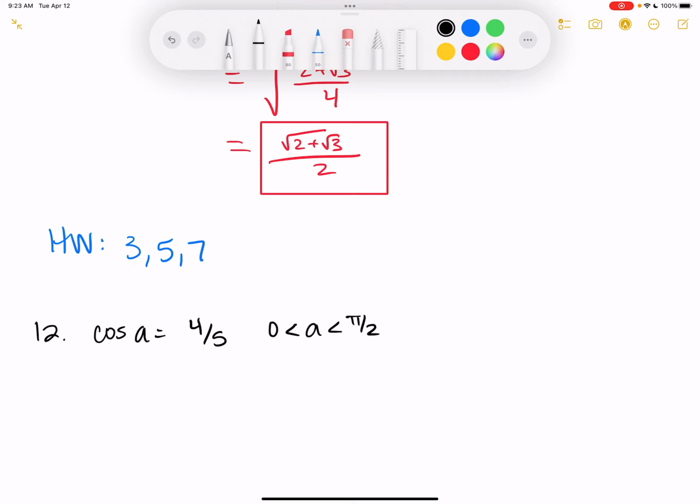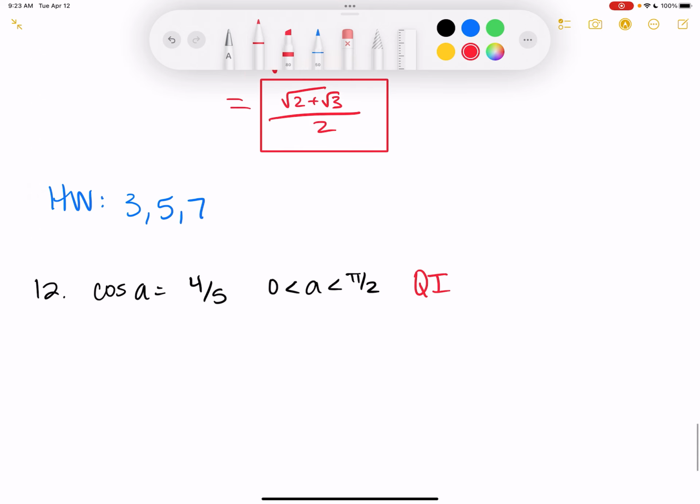So we want to think about what quadrant this falls in first. Okay, there you go. Quadrant 1. So it's in quadrant 1, so that's where I'm going to draw it. I'm still going to treat this just like I would normally treat cosine to be adjacent over hypotenuse. So I'm going to draw my little triangle here. Actually, let me do it in a different color. So my adjacent side is 4, hypotenuse is 5.